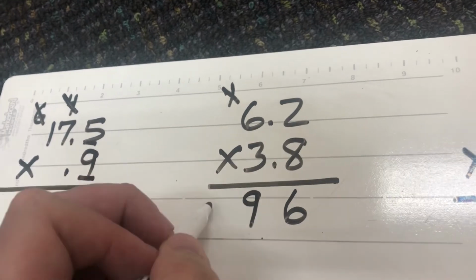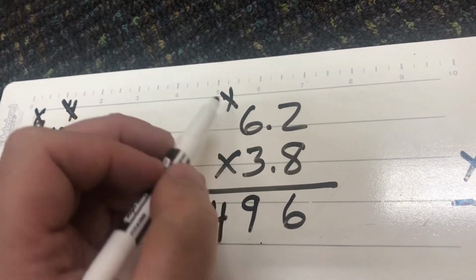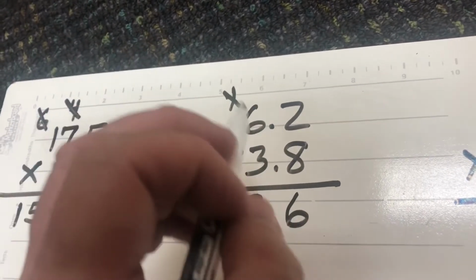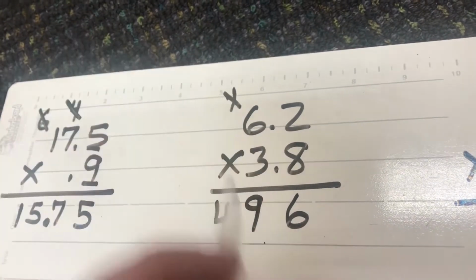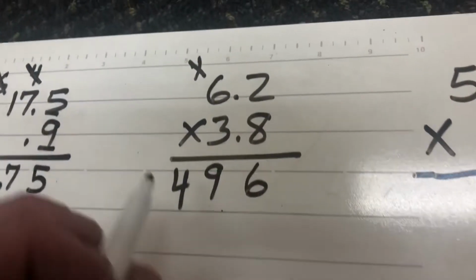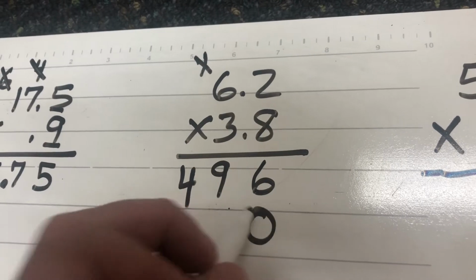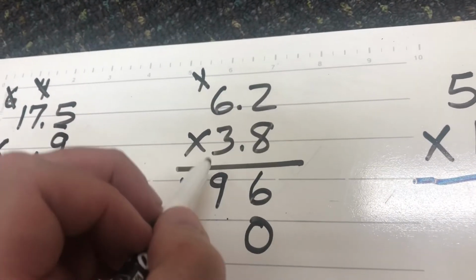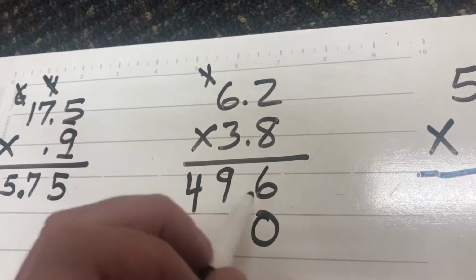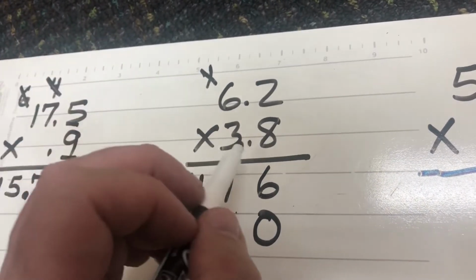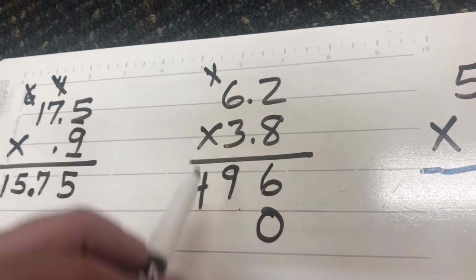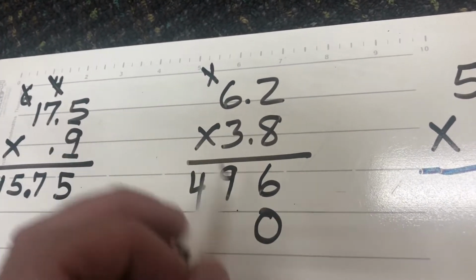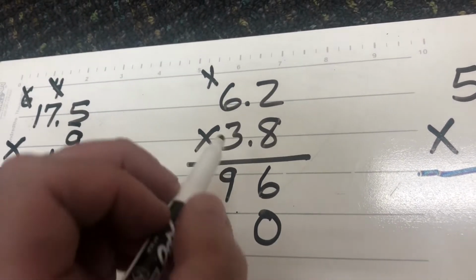And remember, it's always good for me to cross these numbers off because I'm going to start to carry later, and there might be more numbers up here, and I don't want to get confused. Now remember, I need to put a 0 here before I start with my 3, so everything lines up. So once again, 8 times 2 is 16. Put the 6 down, carry the 1. 8 times 6 is 48, plus the 1 is 49.